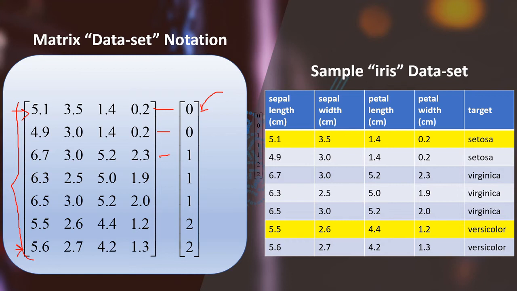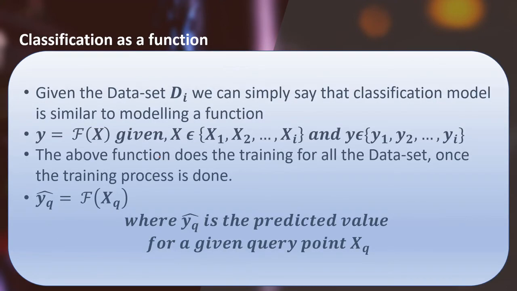Okay. So this is how our dataset notation looks. This is the way we denote our dataset for the training process, for the fitting process to be specific, for our model. Now coming to classification. So what is it exactly? Now classification you can simply think of as a function. So given a dataset D_i, we can simply say that a classification model is similar to modeling a function.